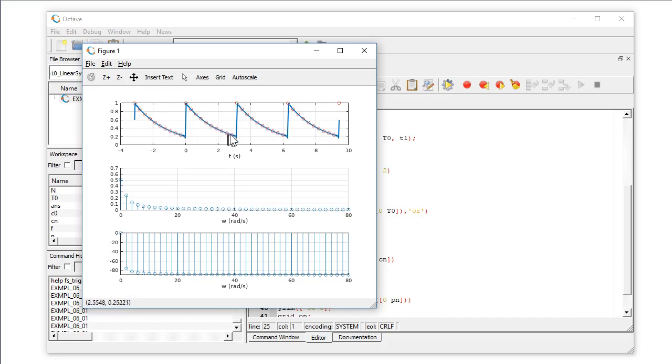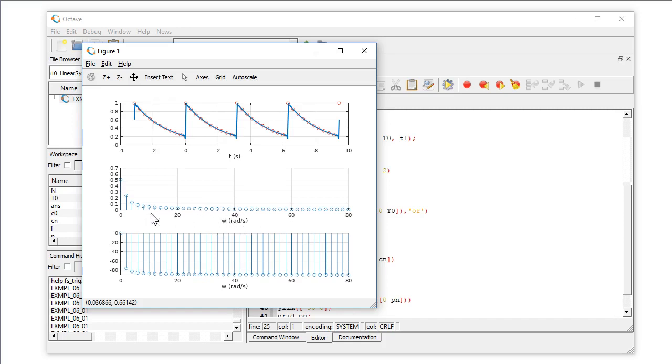So I can be fairly confident that I've calculated my Cn and theta N coefficients correctly, because they line up pretty nicely. This next plot shows the amplitude spectra here. Again, it's plotted as a function of omega. It had a fundamental frequency of 2 radians per second.